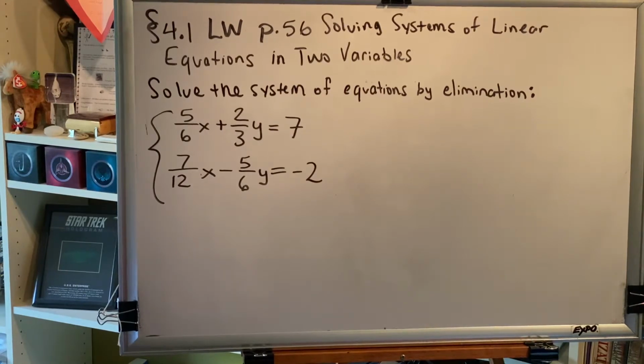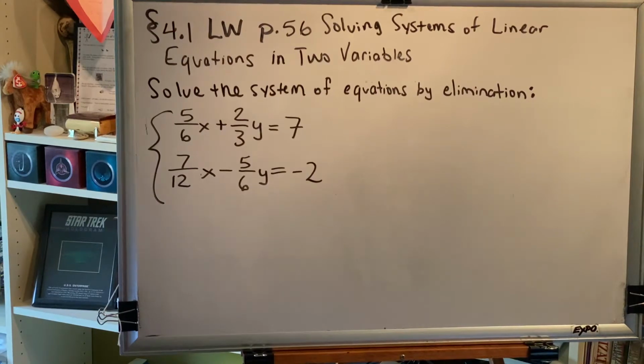To solve a system of two linear equations using the elimination method, our goal is to adjust one or both equations so that when we add them together, one of the variables is eliminated. This would happen if like terms from both equations were opposites, like 3x and negative 3x. When you add opposites, you get 0.